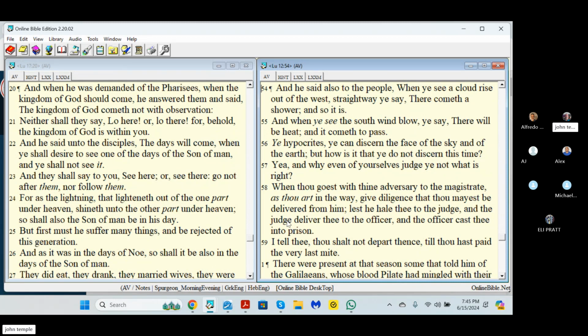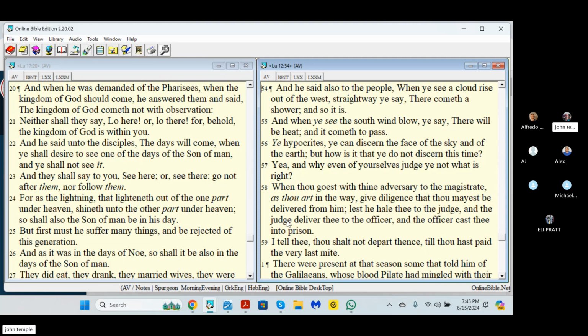This is the verse I was looking for. He says, you hypocrites, you can discern the face of the sky and of the earth, but how is it you do not discern the time? All right. Yea, and why even of yourselves judge ye not what is right?